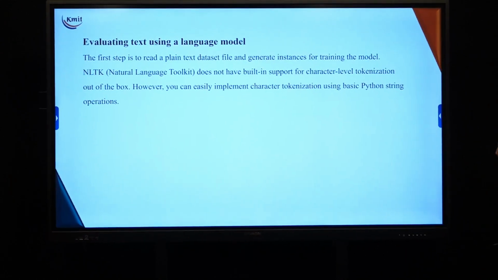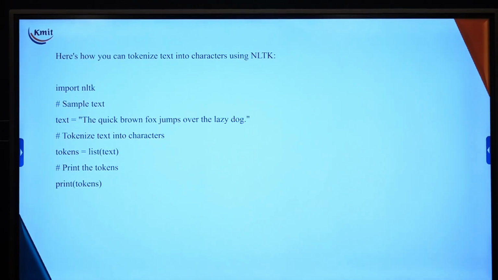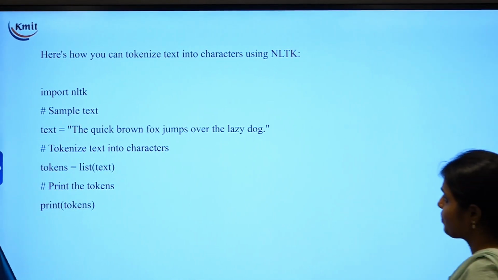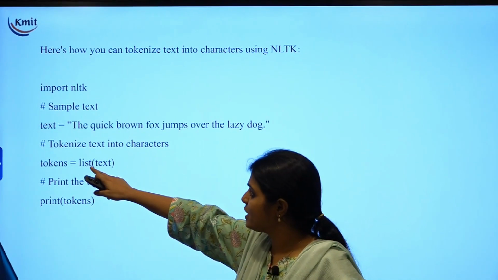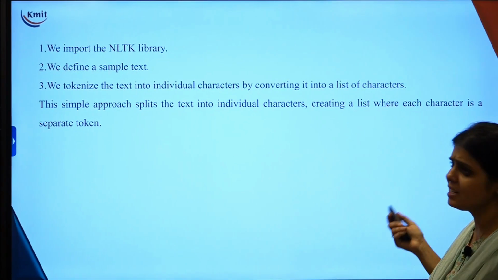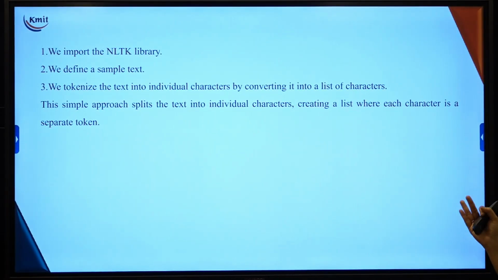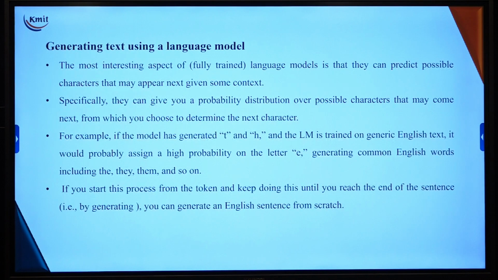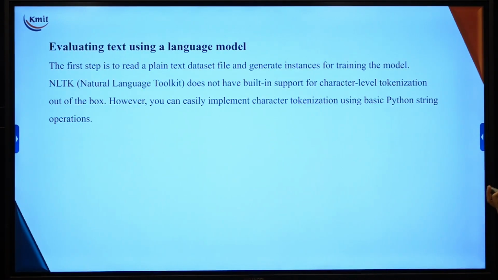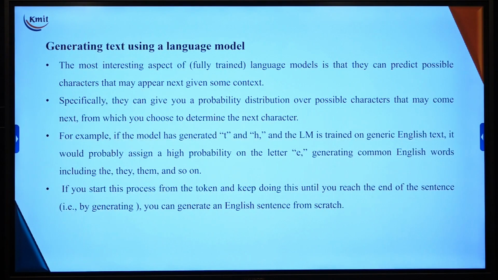NLTK does not have any built-in support for character-level tokenization, but we can implement it using basic Python strings. Here I have imported NLTK, taken a sample text, and I am generating a list of that particular text. When I do this, I get separate tokens. So this is how we tokenize the text into individual characters, by converting it into a list of characters. Though a direct function is not available in NLTK for character tokenization, you can do it using basic Python functions.